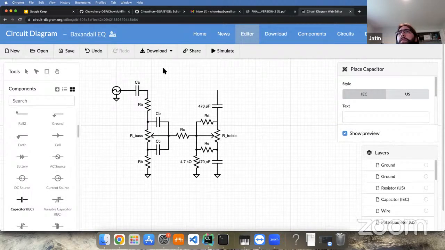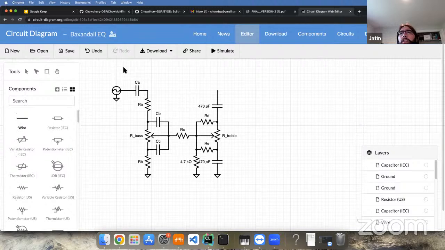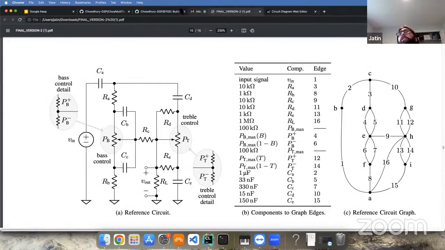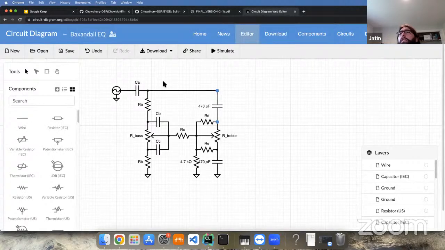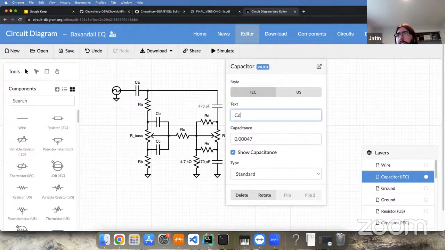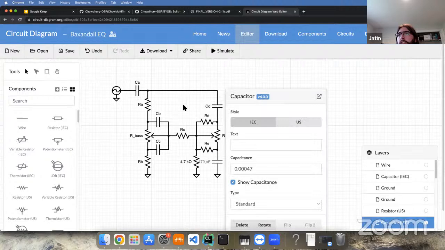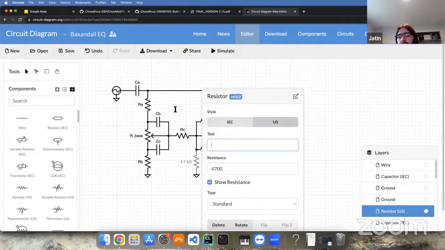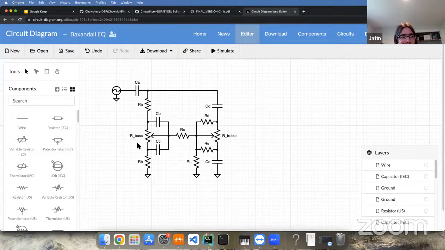And then last but not least, we're going to have another capacitor going up there and a wire coming across. I think that's all of our circuit components. Now we can label them. So we've got CD and CE. And then this here is RL, which is our load resistor.